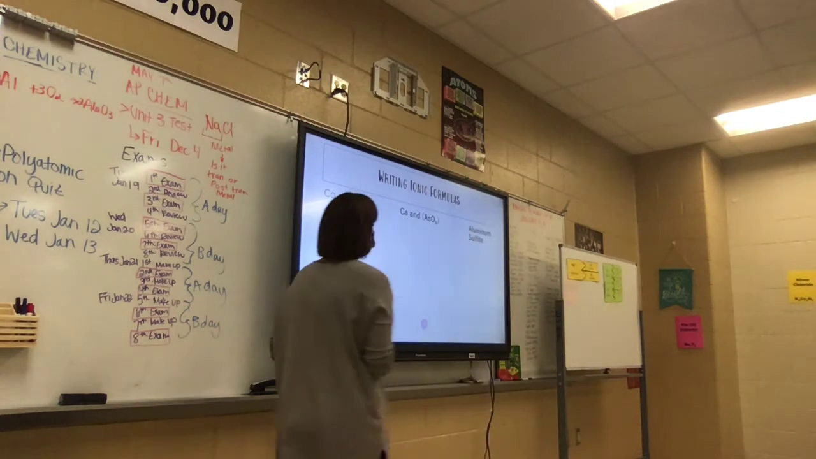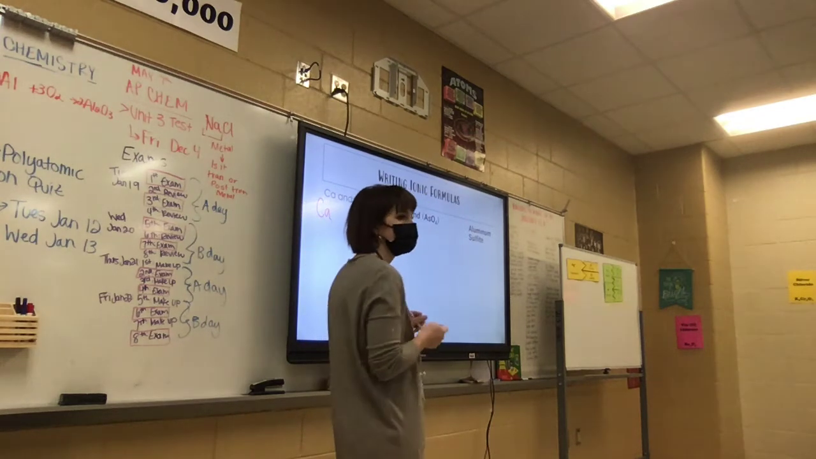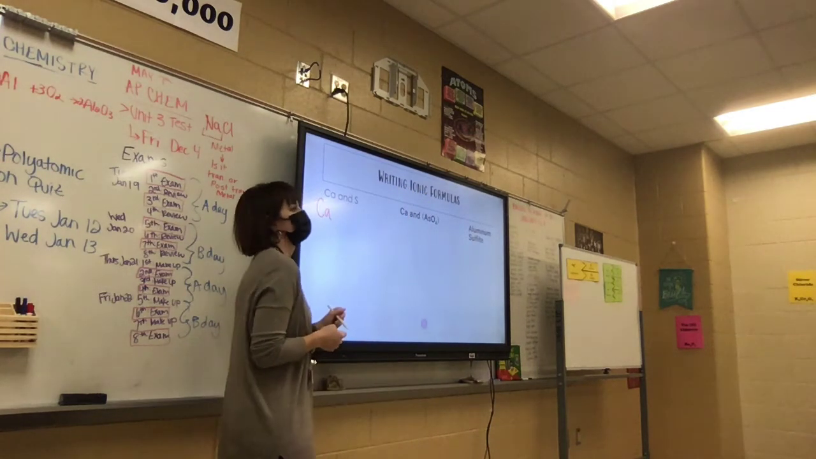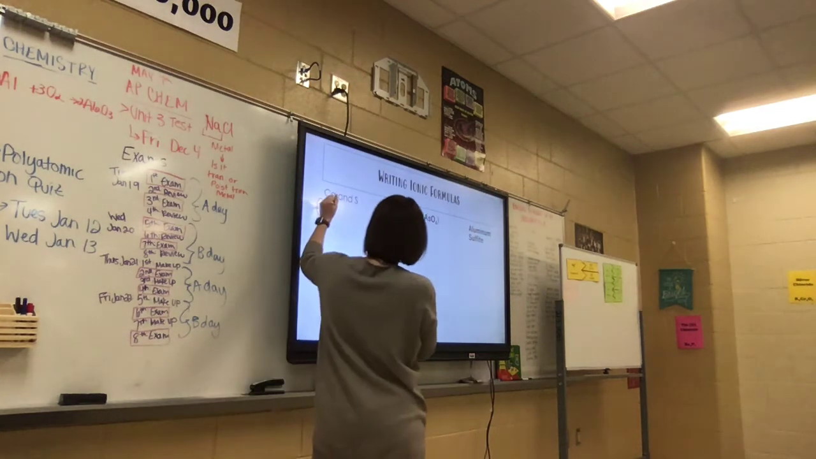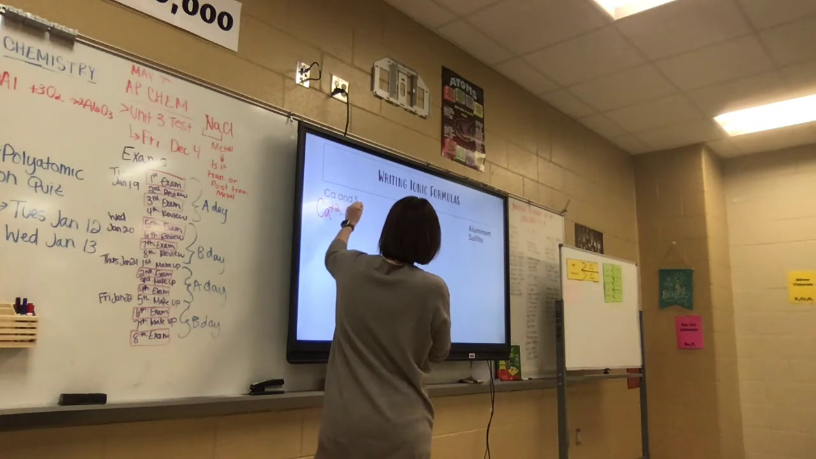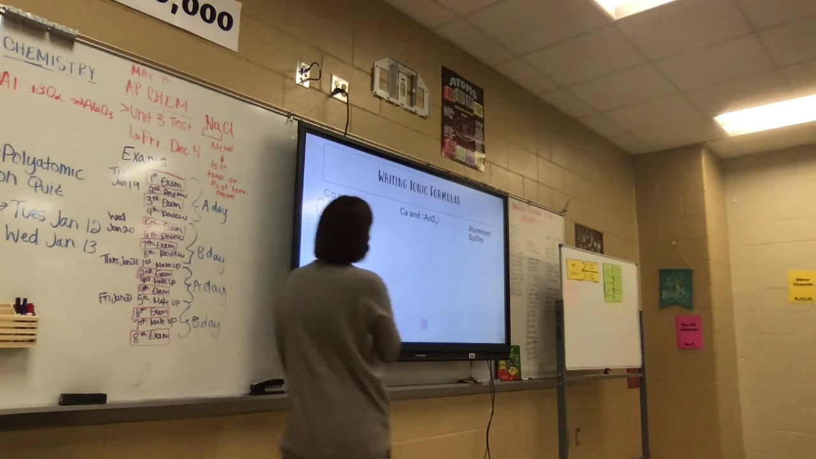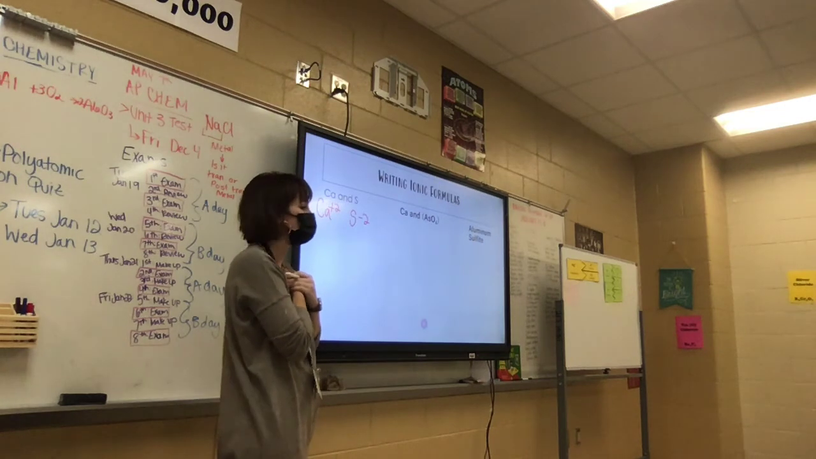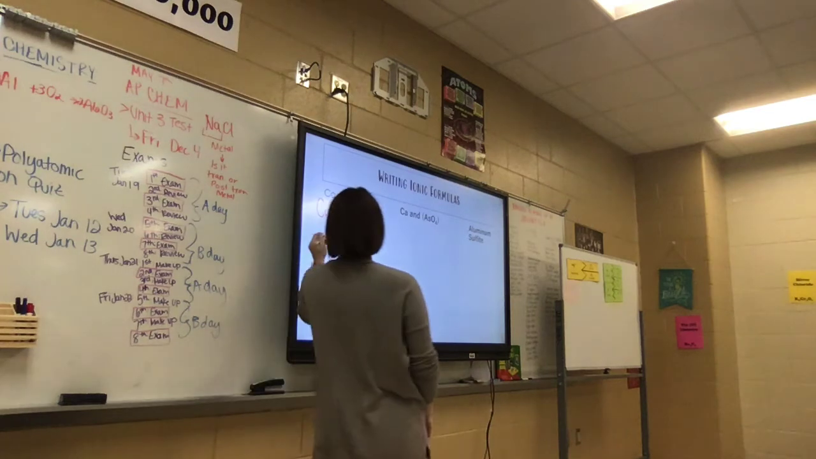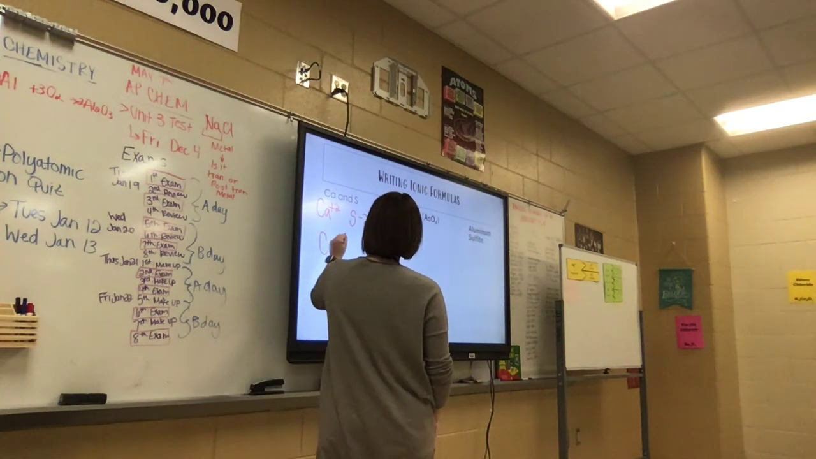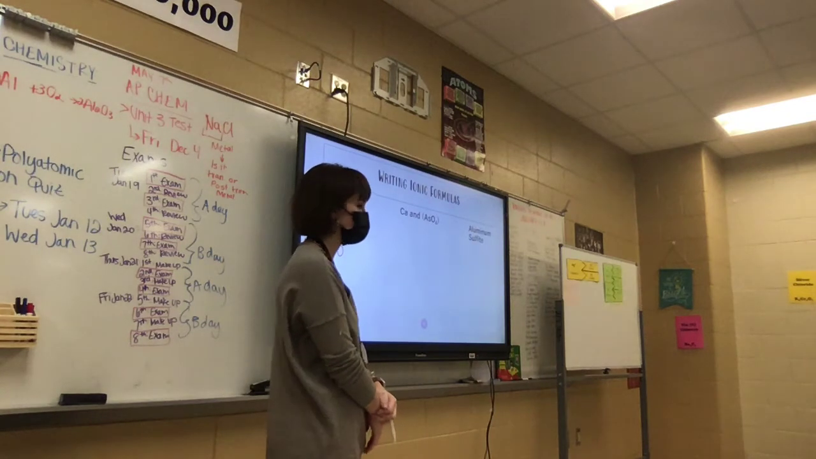So calcium and sulfur. Calcium's charge is going to be what? +2. And what is sulfur's charge? -2. Now, do I need to add anything to this? No. Okay, they already canceled each other out, right? They fit perfectly. Perfect puzzle pieces. So it's going to be CaS. 1 calcium, 1 sulfur. Okay.